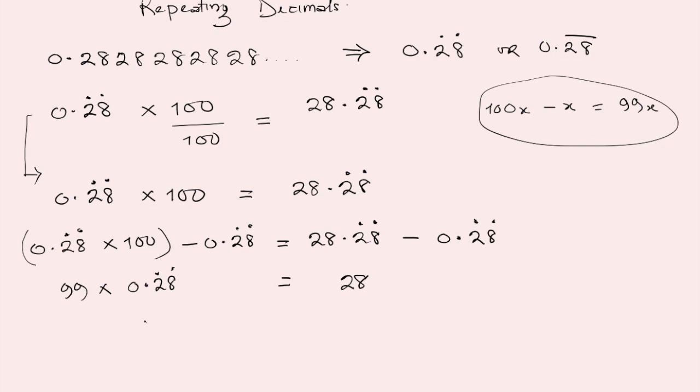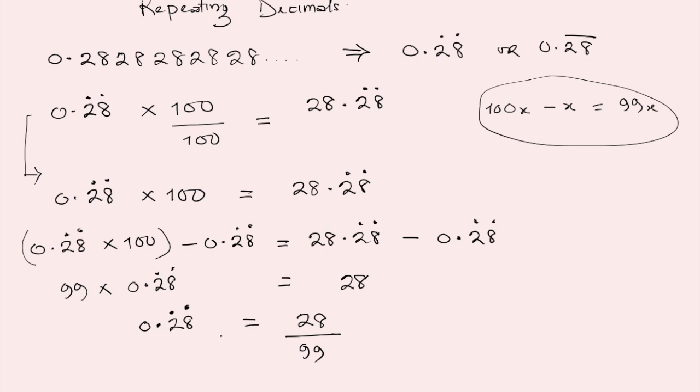And so 0.28 repeating, which is what we're actually trying to convert into fractions, if we make that the subject of the formula here, which is something we're going to be learning to do later, we can send 99 over here as a division. So 99 comes here to divide 28. And so 0.28 repeating is equal to 28 over 99. So this can be a standard for us.